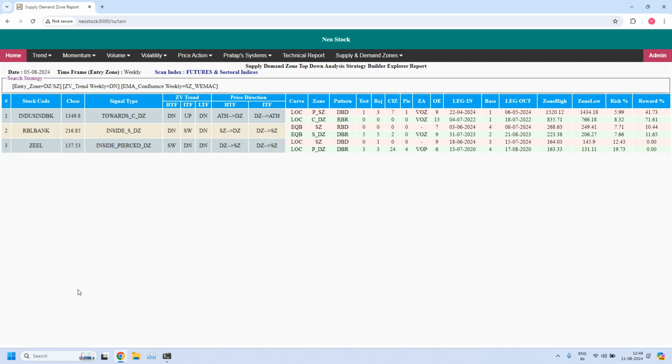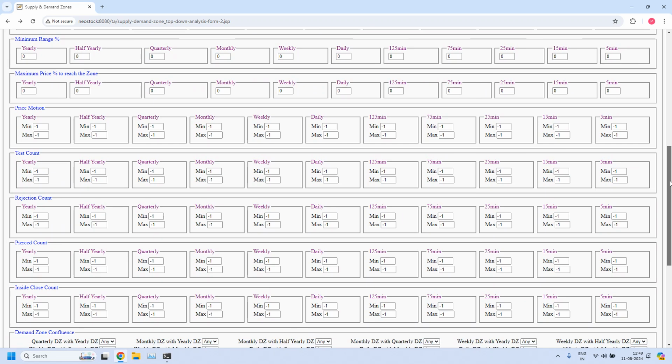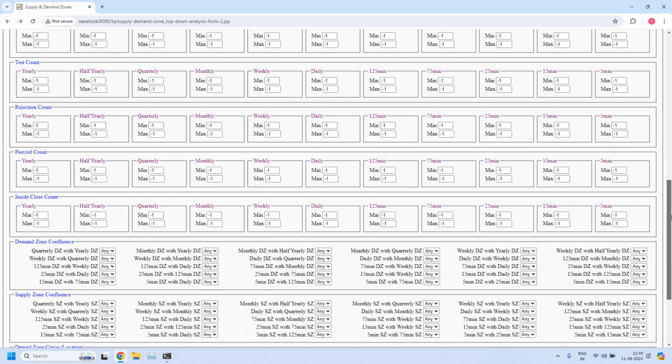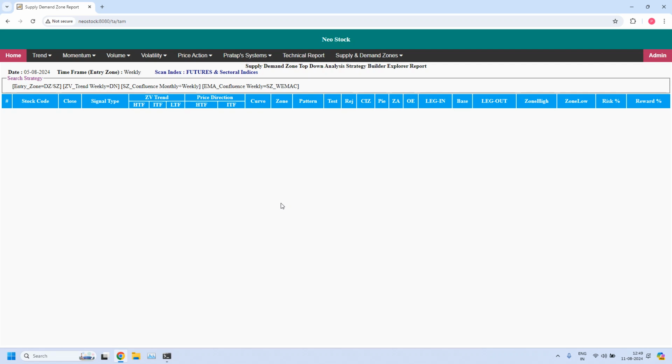You don't really need any further filtering of the stocks based on the pivot high-low trend, that is the swing high-low trend. So this is good enough, but let us verify whether these stocks have any monthly confluence, so that they will be higher probability. So weekly supply zone with monthly supply zone confluence. Let us check, out of those 3 stocks, how many have confluence with the monthly time frame. So none of the stocks have monthly confluence.